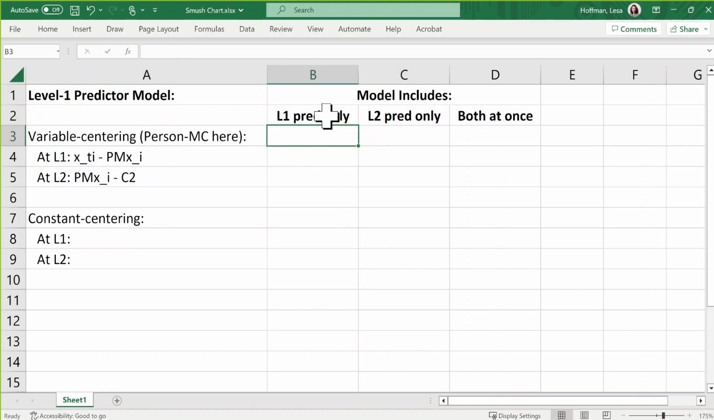So if I put in the level 1 predictor only, how would I interpret its slope? And your choices are within, between, contextual, or smushed. Those are your 4 choices. So if I do person mean centering and I put the level 1 predictor in all by itself, what do I get back? Within. That's within.